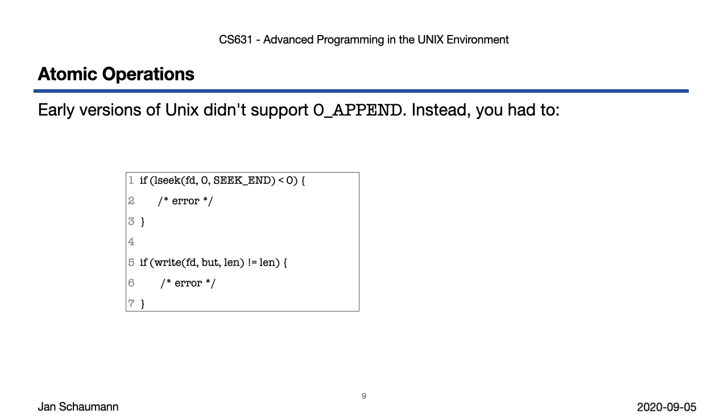Early versions of Unix didn't have the O_APPEND flag, so if you wanted to append to a file, you'd have to first lseek to the end of the file and then issue your write. You had to complete two operations. What if another process did the same thing at the same time?